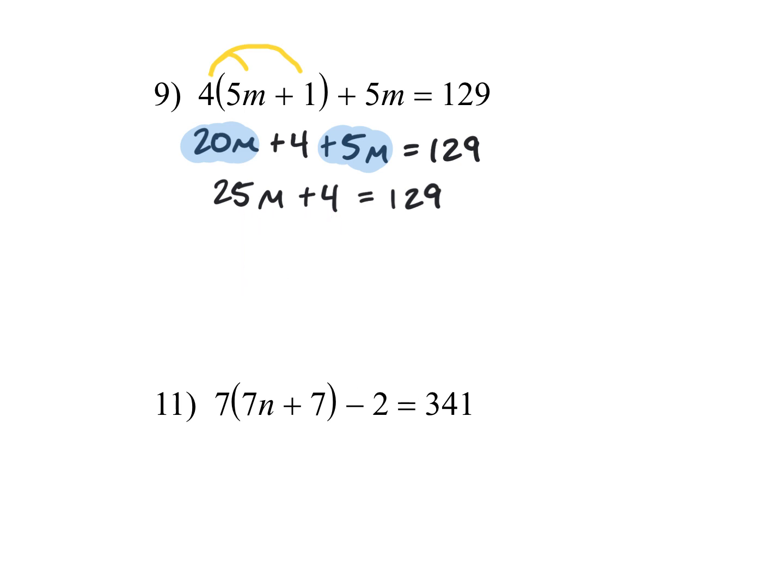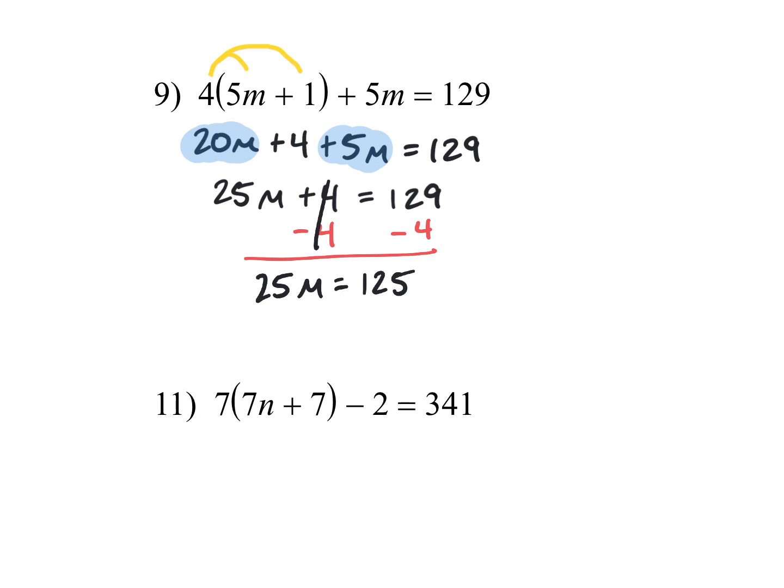Added by 4. How do you undo adding by 4? And if you do it to one side, you've got to do it to the other side. So 25m equals, well, 129 minus 4 is 125.